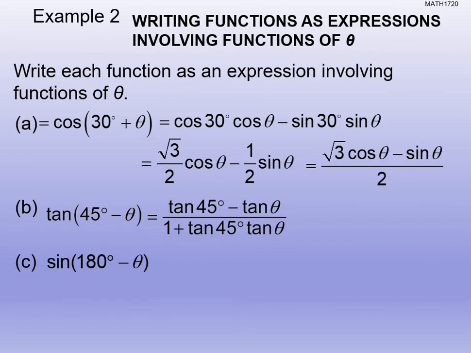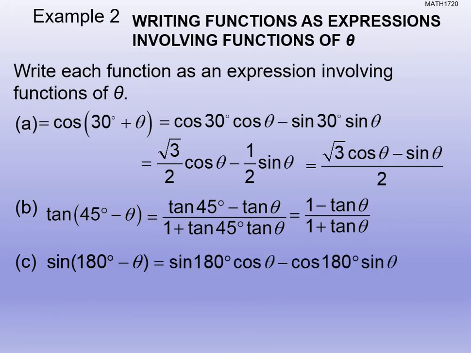of theta. We should recognize that 45 degrees is a 1, 1, square root of 2 triangle. So opposite over adjacent, 1 over 1 is 1. So we end up with 1 minus tangent of theta divided by 1 plus tangent of theta. We don't need to simplify that one anymore, because it's not a sine, it's not a cosine, there's no squared on it. That's about as simple as we're going to get.